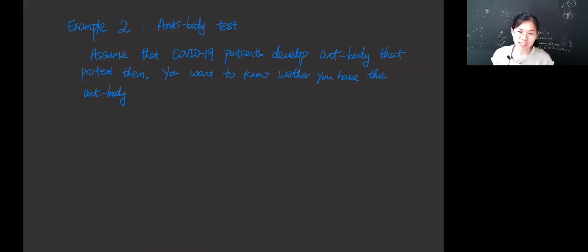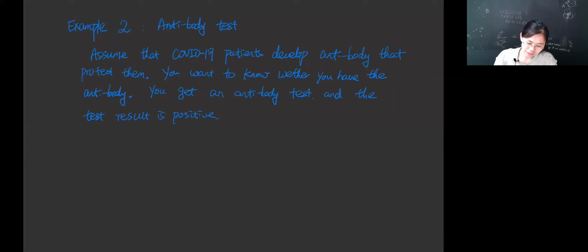Because if you do have the antibody, you don't have to hide in your dorm anymore. You can go out because you won't be infected by the new coronavirus. And if you don't, maybe you should continue being as cautious as you have ever been. So you go to a place to get an experimental antibody test. And it turns out that the test result is positive. That is, the test tells you that you have the antibody. How reassured should you be?